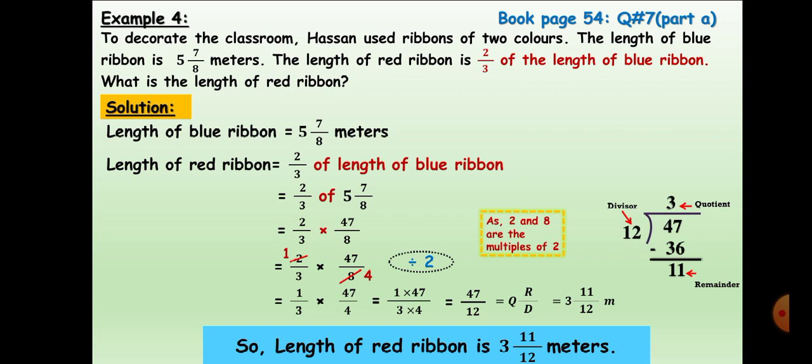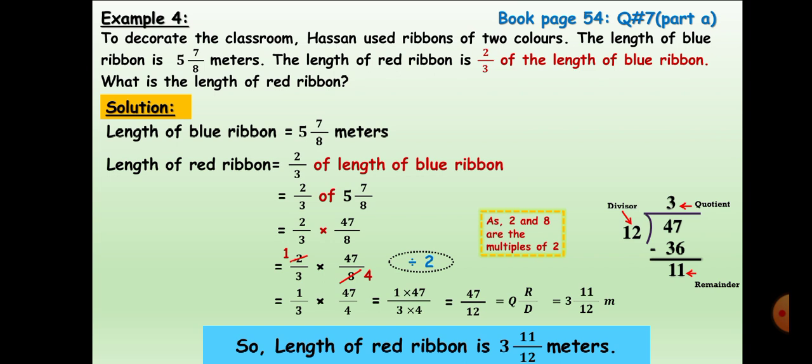So the solution would be: length of blue ribbon equals 5 whole 7 over 8 meters. Length of red ribbon equals 2 over 3 of the length of blue ribbon. "Of" is going to change into a multiplication sign, and 5 whole 7 over 8 is going to change into an improper fraction. 5 multiplied by 8 equals 40. 40 plus 7 equals 47 over 8.